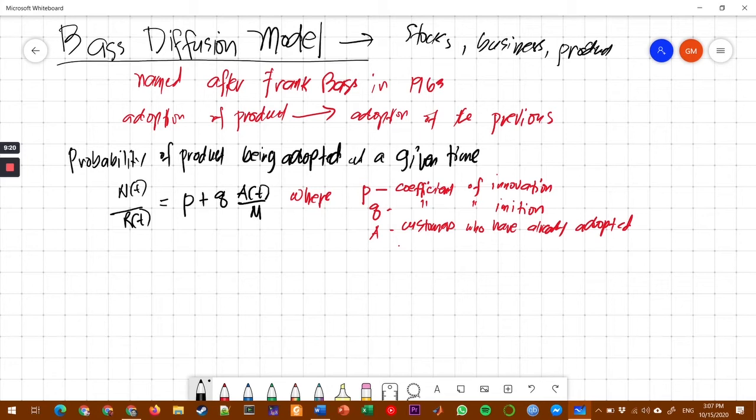So N, we have defined to be the number of new adopters in time T. And A of T, as I said earlier, is the customers who have already adopted prior to time T.